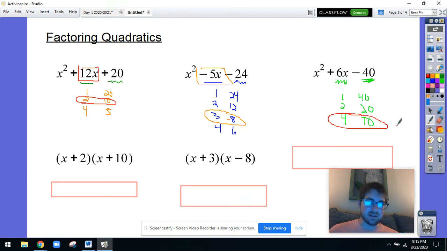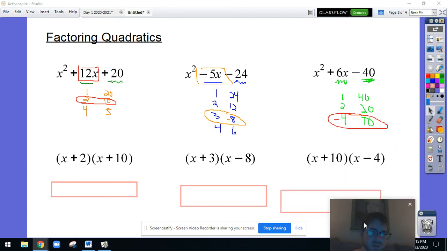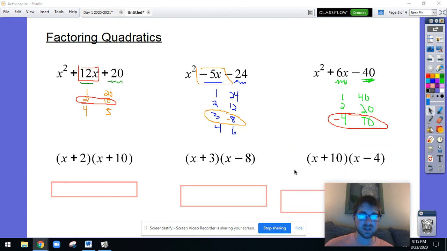It's, of course, the last set, 4 and 10. Now here, again, if I added those, that would make 14. I need to subtract one of them to end up at 6, and that's got to be the 4 in this case. So our final answer would be something like this: x plus 10 times x minus 4.